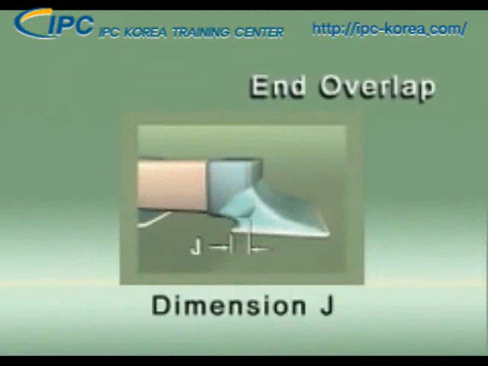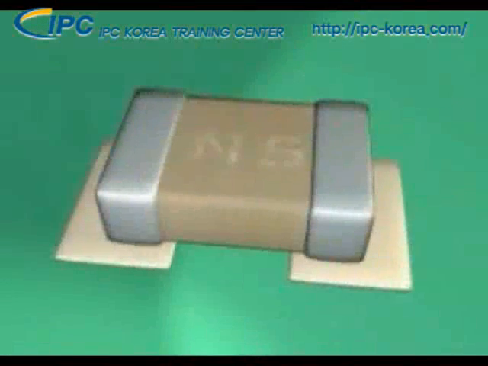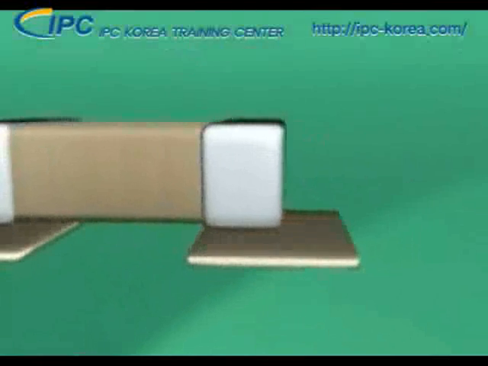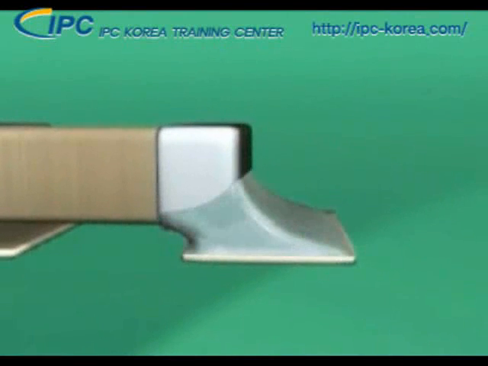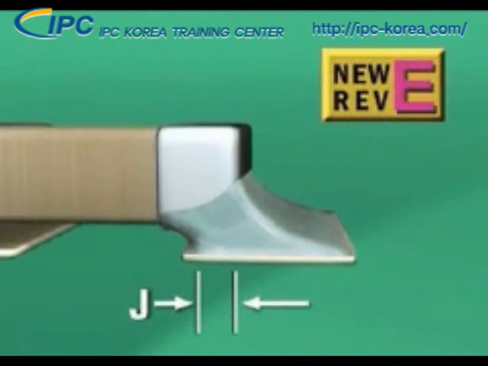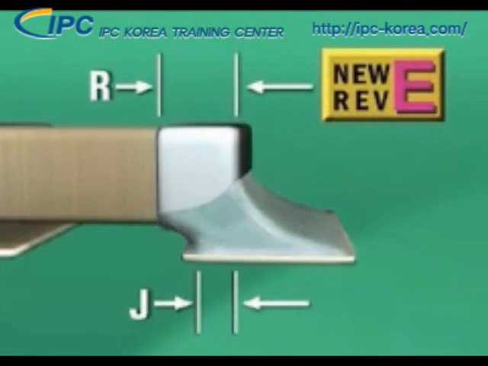Our final parameter is end overlap, or dimension J, which refers only to chip components. The amount of overlap between the component termination and the land must be a minimum of 50% of dimension R, which is the length of the component termination.